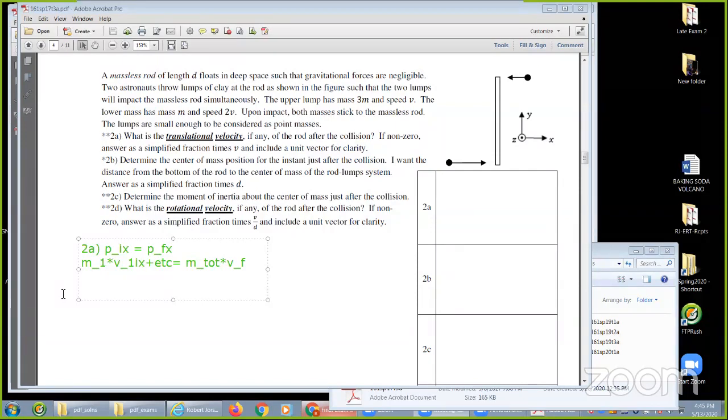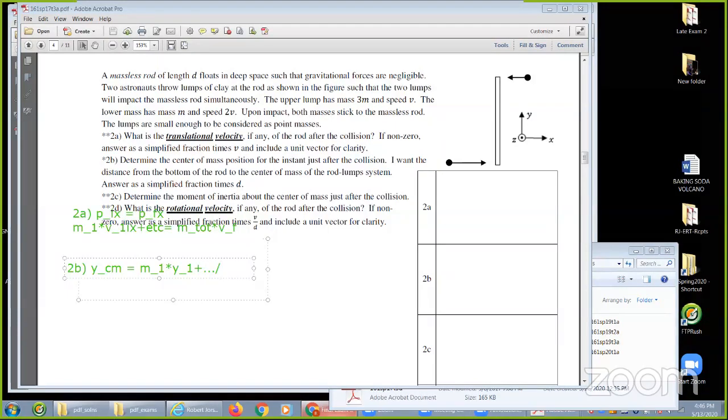I'm going to assume 2B is automatic for you all, right? If not, whoops, I'll put something out. I just say y center of mass is equal to, right? It's just that. So that one's pretty easy. All right. And then 2C, moment of inertia.